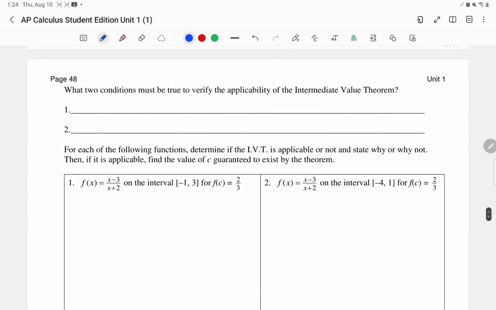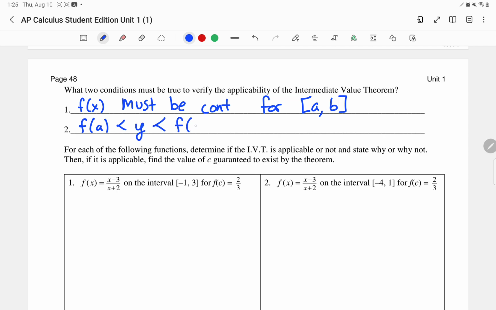So what two conditions must be true? We've kind of gone through this. f of x must be continuous for our interval from a to b. And then the second rule is that f of a must be less than our y value that we're looking for, which must be less than f of b.